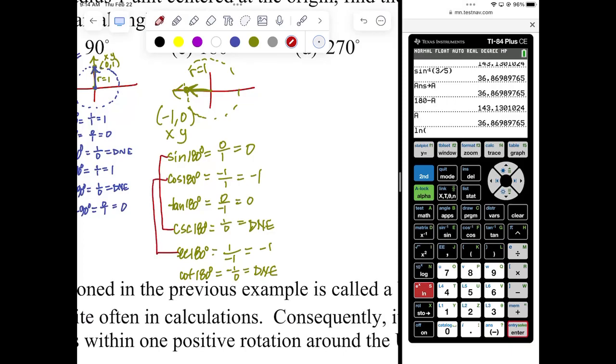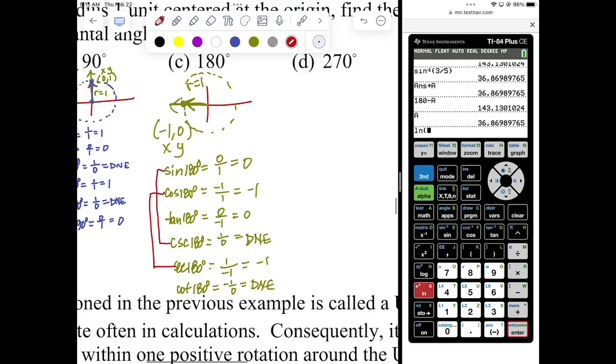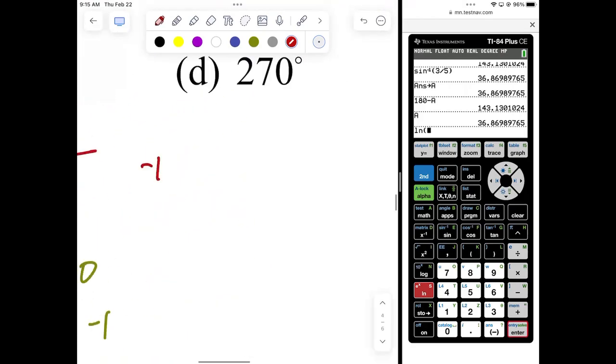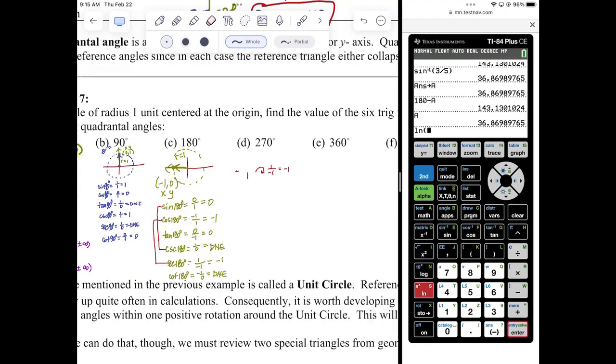Now watch this. Cosine and secant are also reciprocals. So if cosine is negative 1, guess what the secant is? It's the reciprocal of negative 1. And guess what the reciprocal of negative 1 is? It's still negative 1. All right, I'll show you. If I let negative 1 equal negative 1 over 1, and then I flip it, I get 1 over negative 1, which is still what? Negative 1. Negative 1 is its own reciprocal, and so is 1. Okay? Negative 1 and 1 are their own reciprocal.